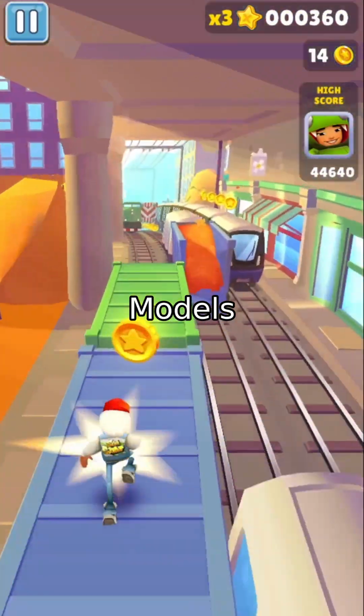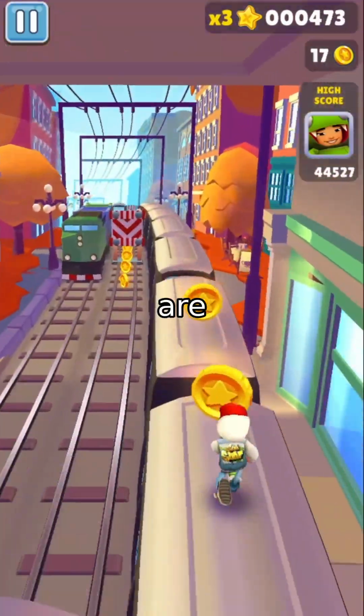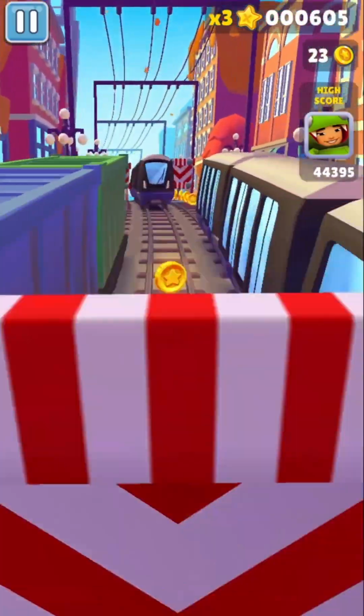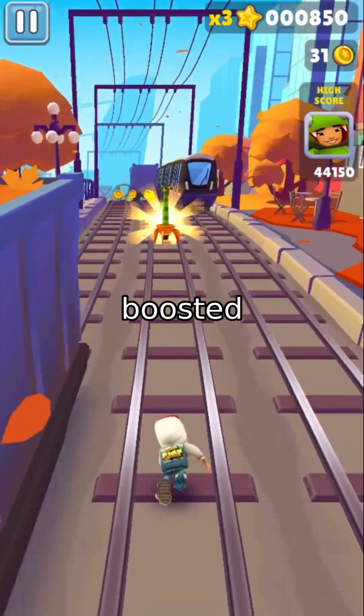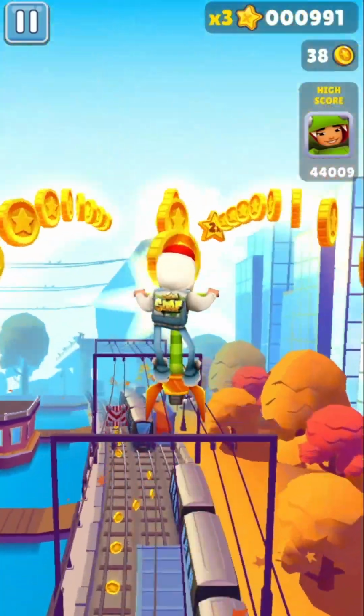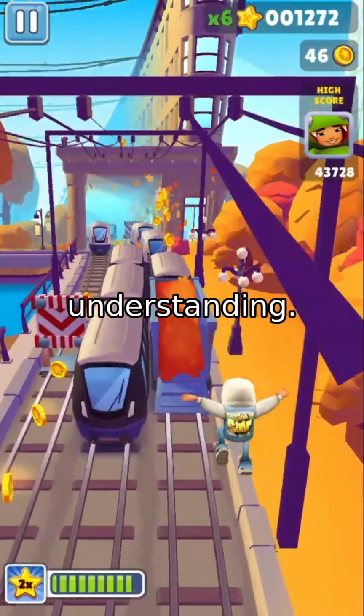The results? Models like DeepSeek VL2 and MINT-CoT are crushing tasks that once seemed impossible. One study showed that adding visual projectors, special layers that process images, boosted math problem solving by 66%. It's not just about accuracy, it's about understanding.